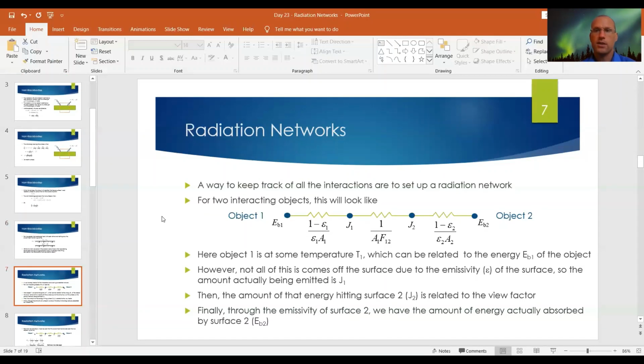A good way to keep track of this is to set up a radiation network. This is just like the equivalent circuit diagrams we drew before. I have some object 1 at some temperature or energy EB1, some resistance to make it off that surface. That gets me to what we call J1, so actually leaving the surface. J1 has to make it to J2, so it has to make it to the second object through some shape factor relationship. And once it gets to J2, it has to be absorbed into object 2. So I have to go from J2 to EB2 through this resistance, 1 minus epsilon 2 over epsilon 2 A2.